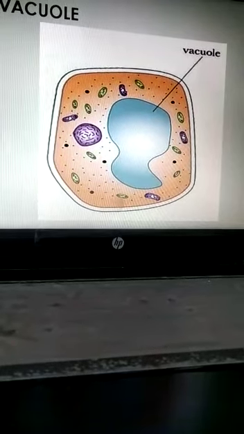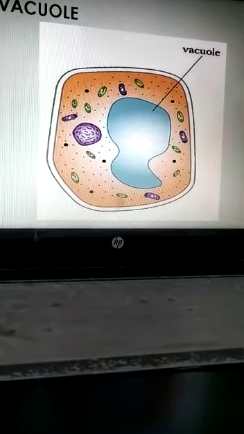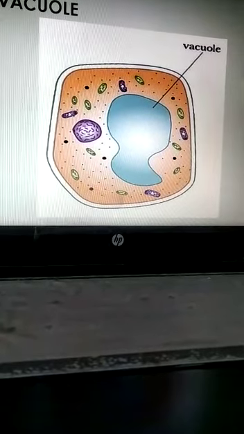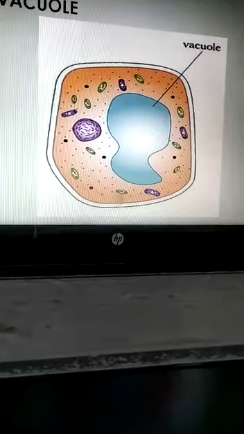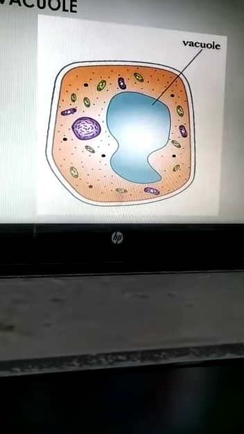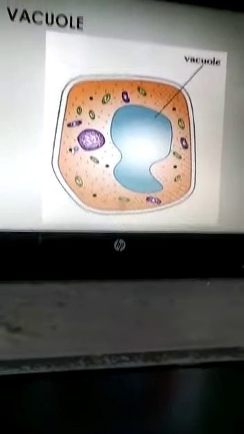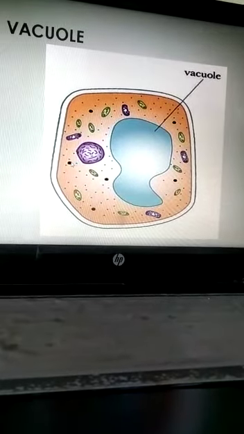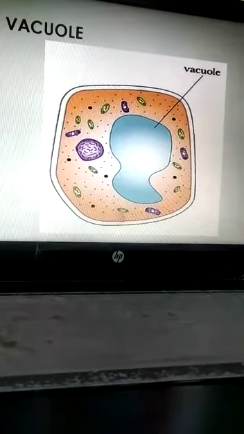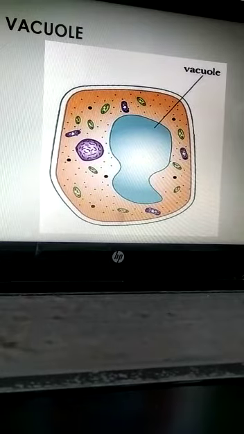A single large vacuole is present in a plant cell. In animal cells, vacuoles may or may not be present. If present, they are numerous and smaller in size.